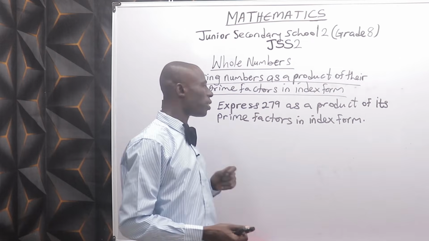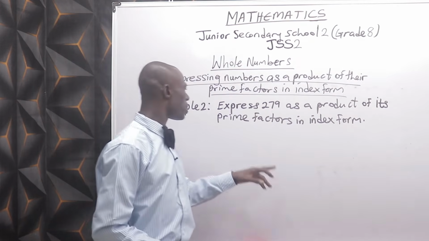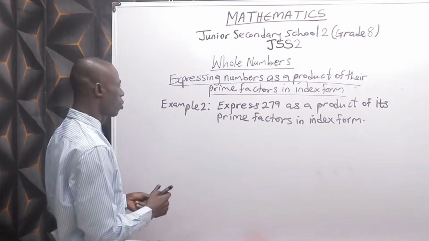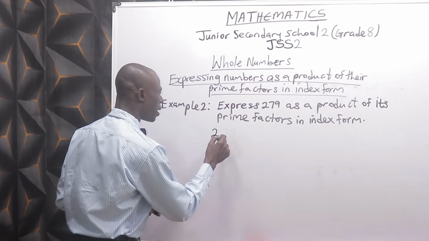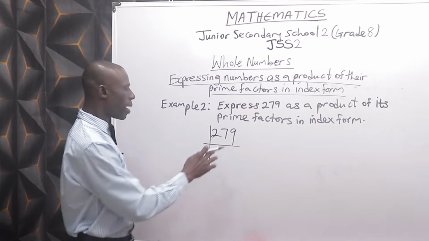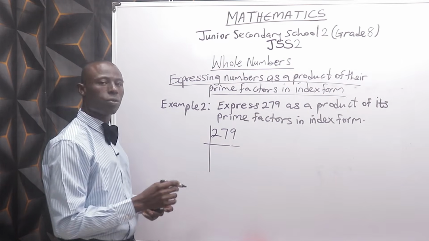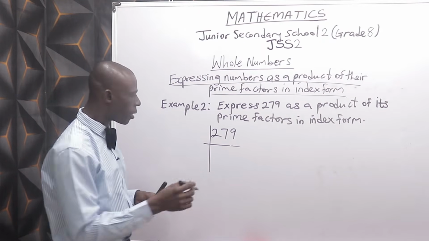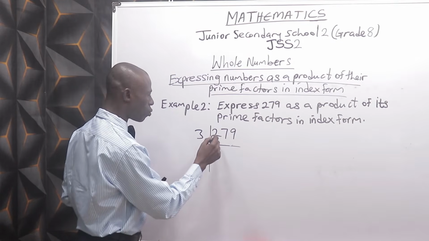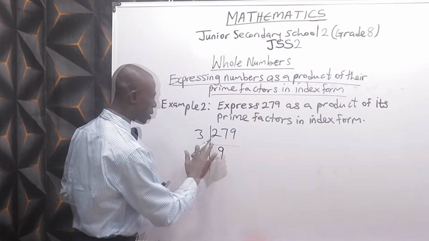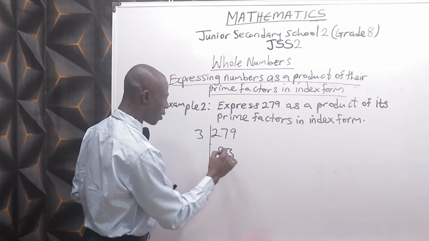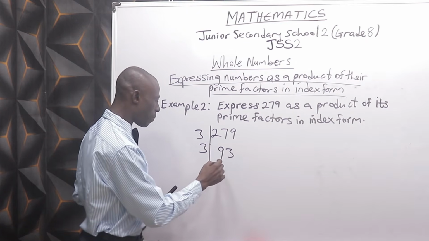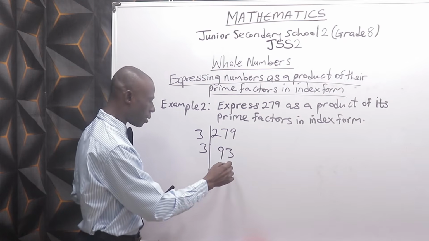Express 279 as a product of its prime factors in index form. This one emphasizes index form. So what do we do? Bring your 279 here. The first prime number is 2, but 2 cannot divide 279, as you can see. So the next prime number after 2 is 3. Yes, 3 can divide. 3 in 27, that's 9. 3 in 9, that's 3. 3 can still go. Can still divide 93. 3 in 9 is 3. 3 in 3, that's 1.